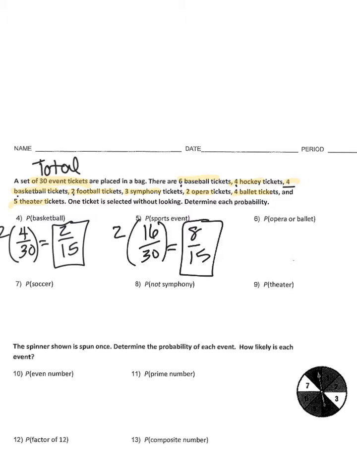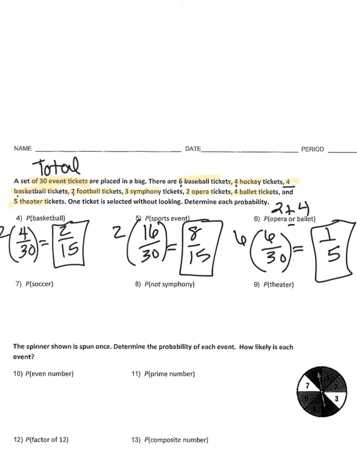Number 6, opera or ballet. So how many opera tickets are there? There's 2 plus how many ballet tickets are there? 4. So 6 over 30, and I can reduce that down by 6. That'll give me 1/5.